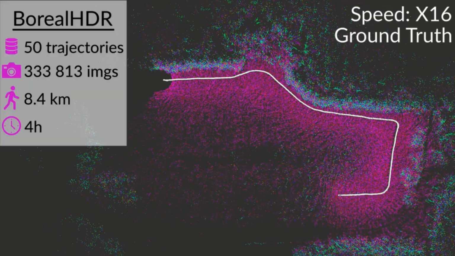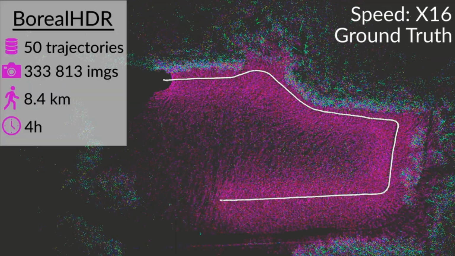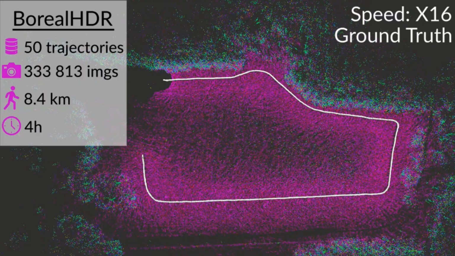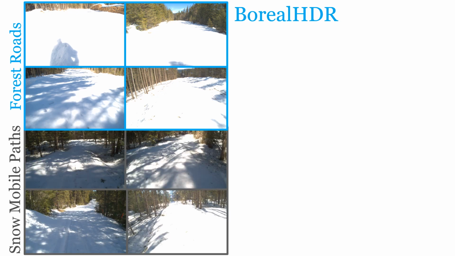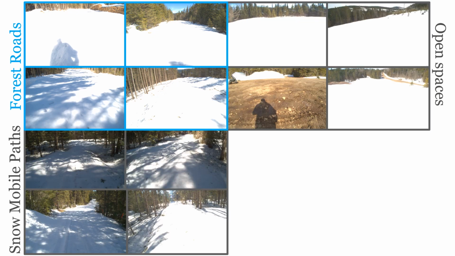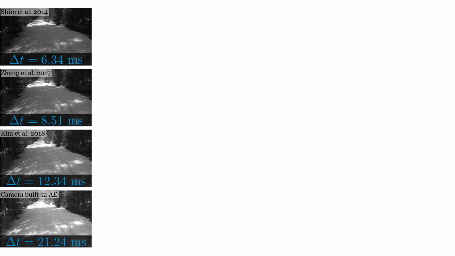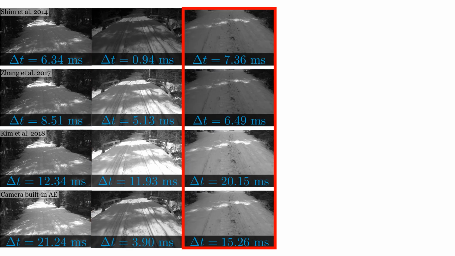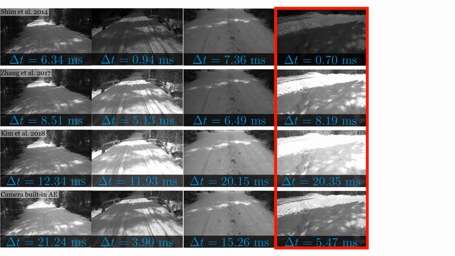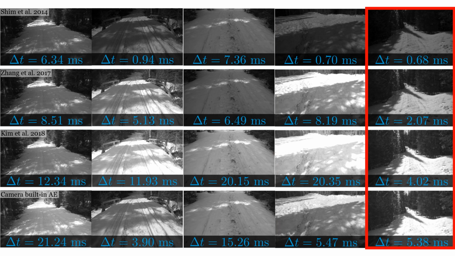Our dataset Boreal HDR contains 50 trajectories, which sum to 8.4 km and a total of 4 hours of data. We divided the dataset into 4 environment types: forest roads, snowmobile path, open spaces, and narrow trails. We show here how our approach generates images with the requested exposure times coming from 4 different automatic exposure algorithms. Note that the poses are the same for all 4 automatic exposure algorithms, allowing for fair comparison.